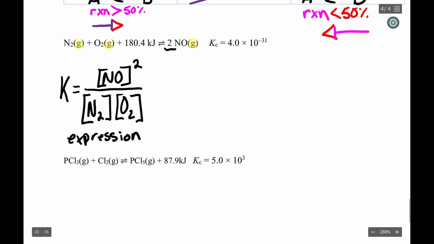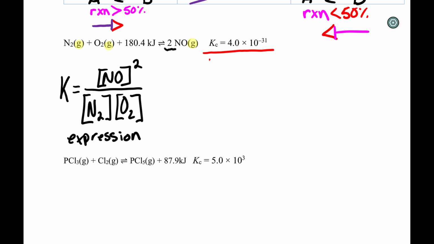And then I notice that this K value is extremely small. This reaction essentially does not happen. 10 to the negative 31 is an astronomically small number. Now this is good for us because if nitrogen and oxygen, which make up basically all of our atmosphere, reacted like this to produce nitrogen monoxide in high concentrations, we would just all be dead because nitrogen monoxide is so poisonous.